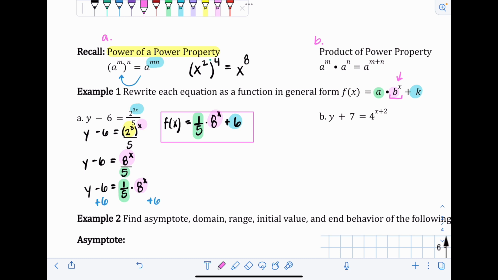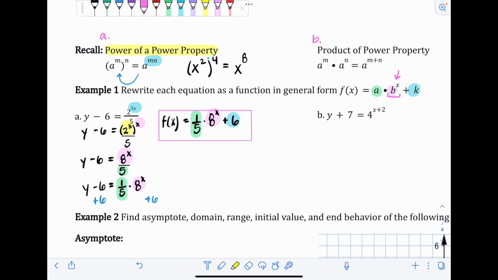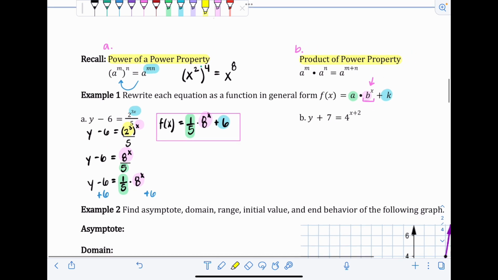Okay, so for b, for this one, we do need that second property. This is the product of a power property, which is when you have two bases that are the same that are being multiplied together, you get to add their exponents. So in this formula, we have a times a, they each have an exponent, so we can condense it down into one power by adding their exponents. So a to the m times a to the n simplifies to a to the m plus n.